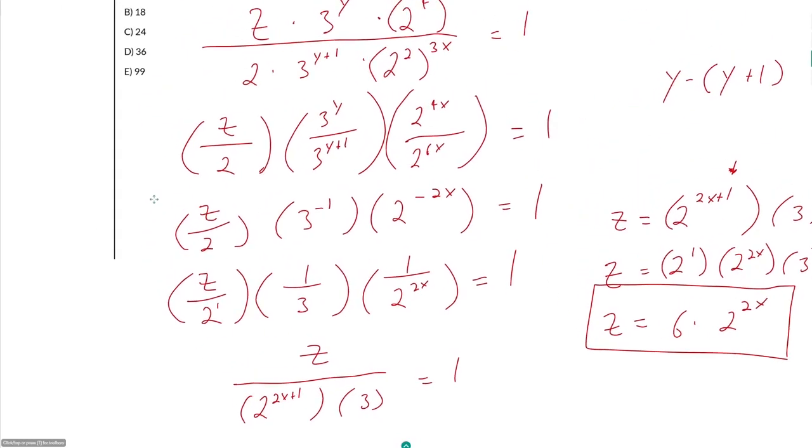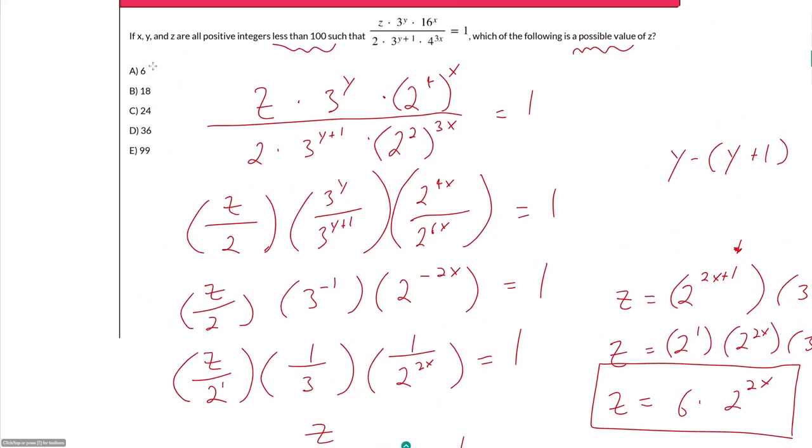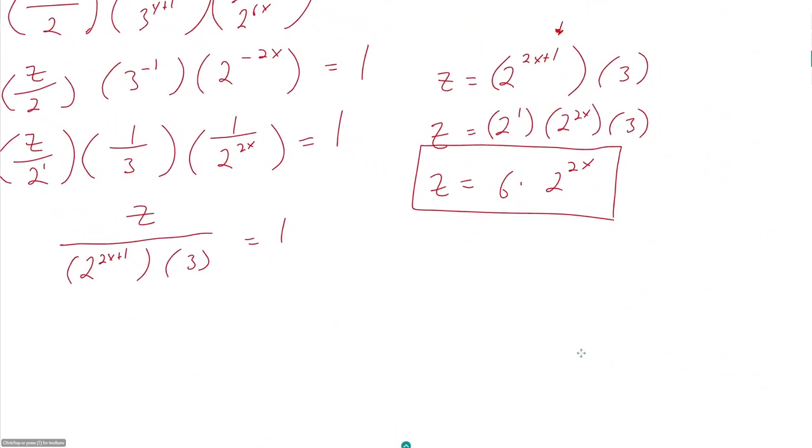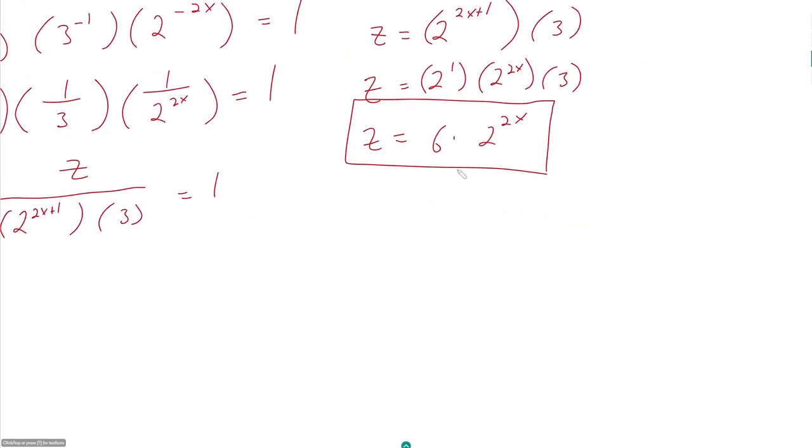And so to start, we need a multiple of 6. So if we were to have any answer choices that were not a multiple of 6, we can eliminate those. I believe 99 is not a multiple of 6 because that is not even. To be a multiple of 6, it's got to be a multiple of 2. So we can eliminate one answer choice there.